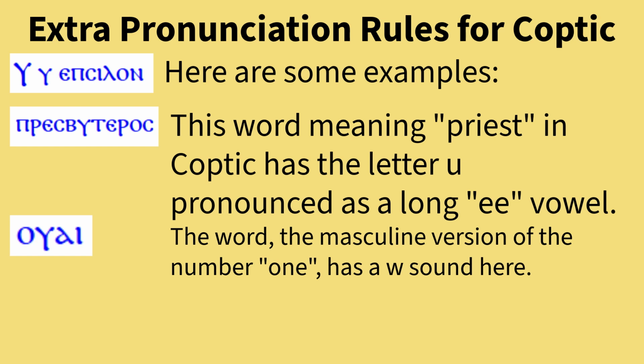Then we have this O and epsilon digraph, the two letters combined that I described on the previous page, and this word here is pronounced as wai. This word is the masculine version of the number one, and it has a W sound.